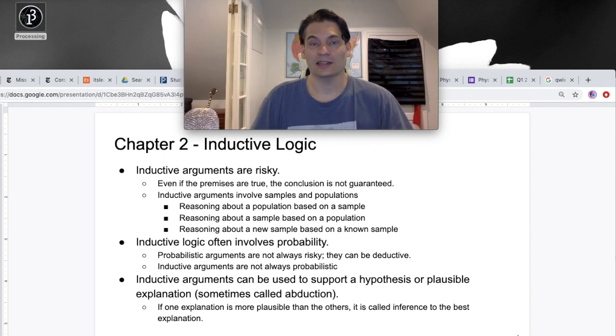And it is possible to make certain types of inductive arguments that are not based on probability. But it's the most common type, and it's the one that comes up in science quite often, right? So you can use inductive arguments to support a hypothesis, for example, or a plausible explanation.